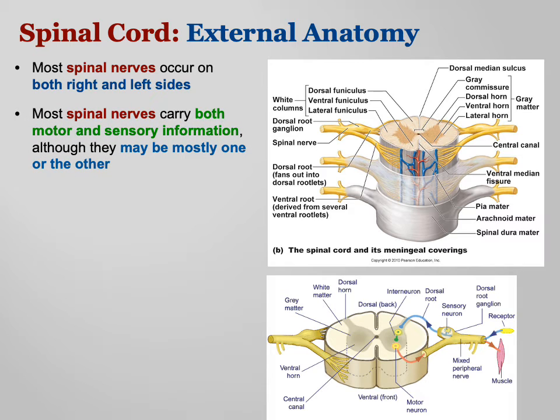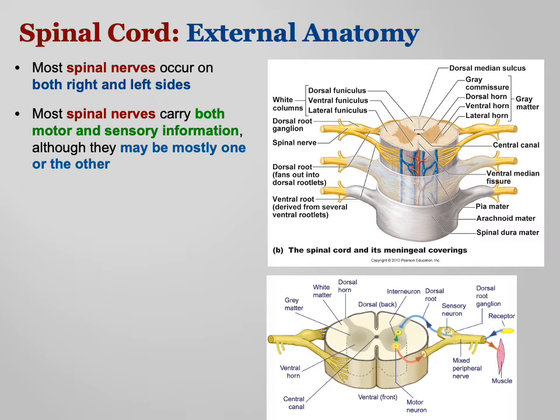And furthermore, most spinal nerves carry both motor and sensory information. We haven't really formally defined these terms yet. Motor, you can probably guess here. Motor is going to be signals that cause movement, or that cause the release of hormones by glands and things like that. Motor means it's causing some activity, causing something to happen.